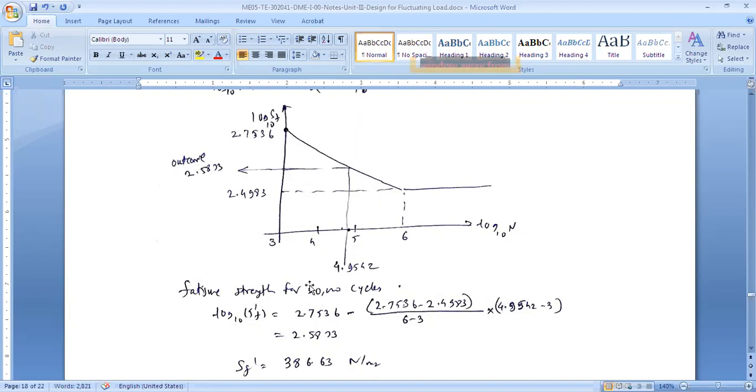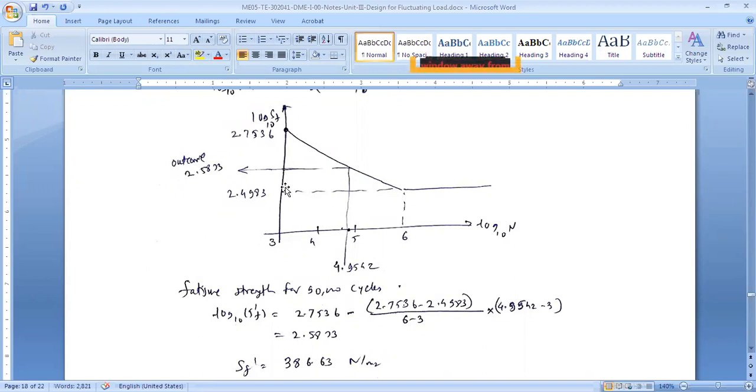I will repeat this last part again, how to calculate the exact value instead of drawing the graph. Now I want to find out, see, we know this point 4.95. I want to find the corresponding point; let's call it point P. Now what is P? It is basically 2.75 minus this distance, or we can also say 2.49 plus this distance. Okay, are you getting it?